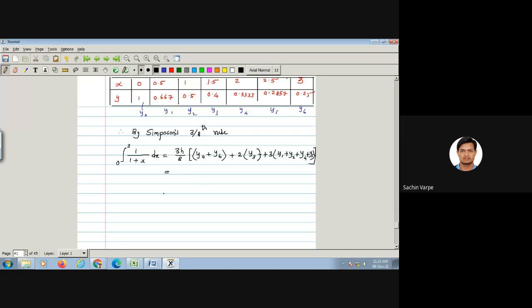h is 0.5. So 3 into 0.5 upon 8 into 1 plus 0.25 plus 2 into 0.4 plus 3 into 0.667 plus y2, that is 0.5, plus y4 0.33 plus 0.2857. So how much is this? Is it 1.3888?